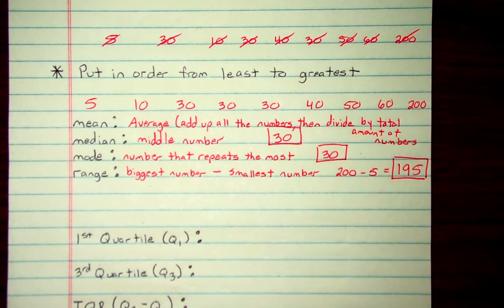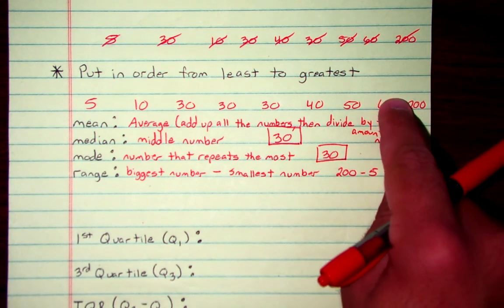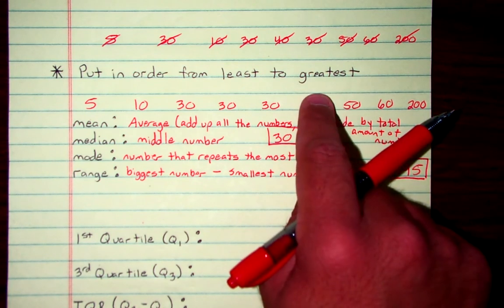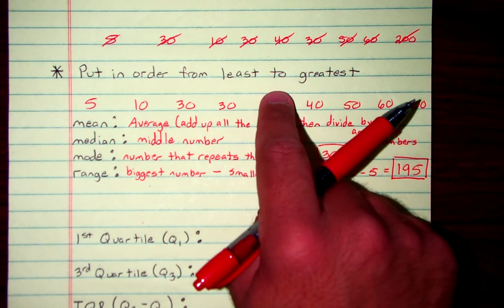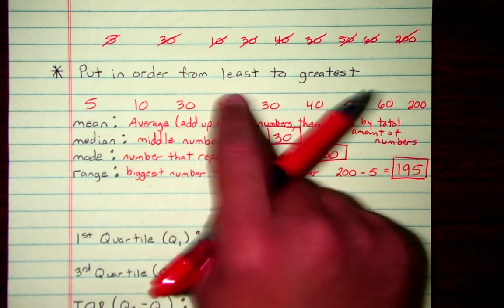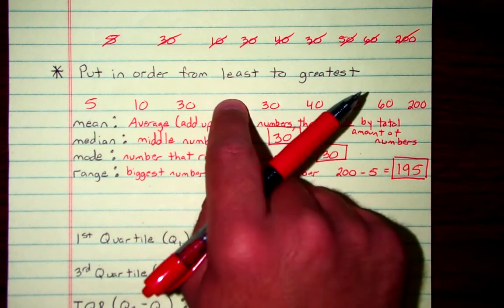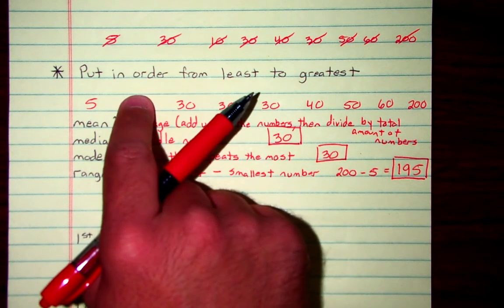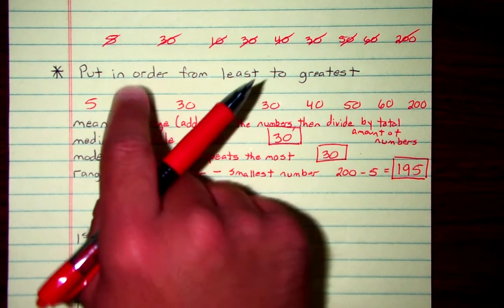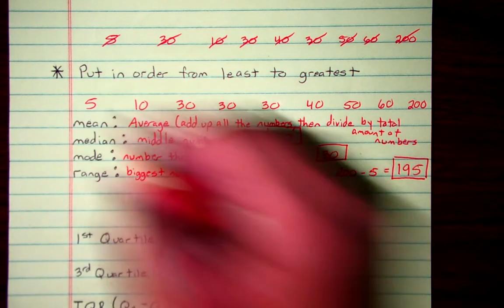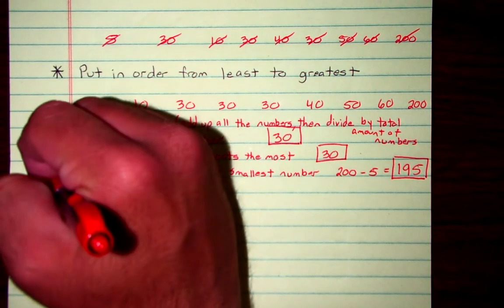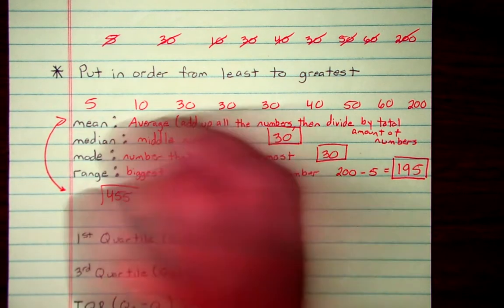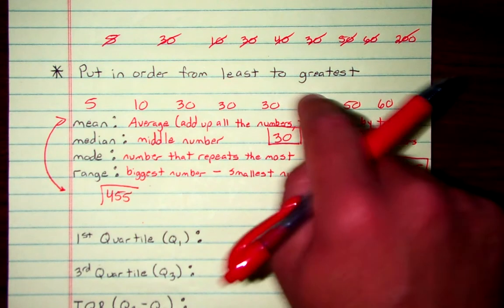Alright? Well, 200 plus 60 is 260. Plus 50 is 310. Plus 40 is 350. 350 plus 30 is 380. 380 plus 30 is 410. 410 plus 30 is 440. 440 plus 10 is 450. 450 plus 5 is 455. I'm going to come write this right down here. So I have 455, and I'm going to have to divide that by 1, 2, 3, 4, 5, 6, 7, 8, 9.